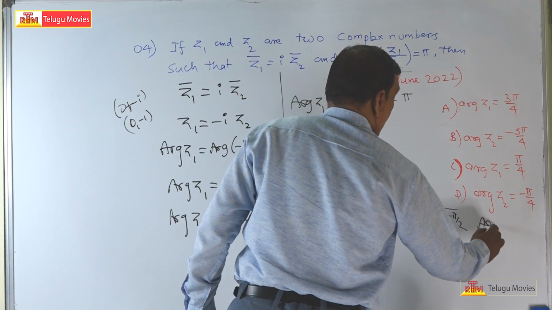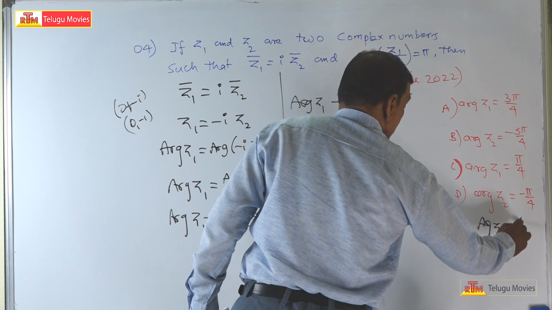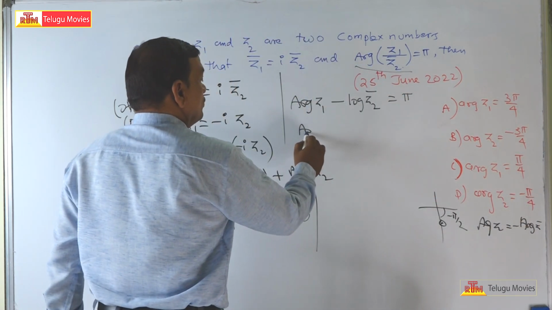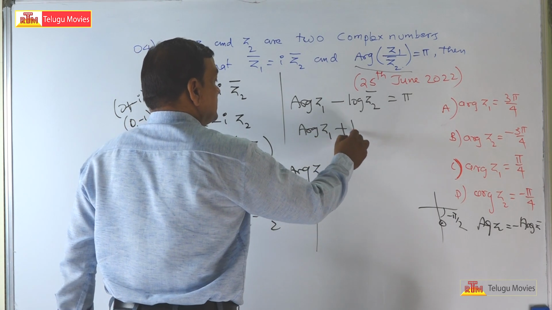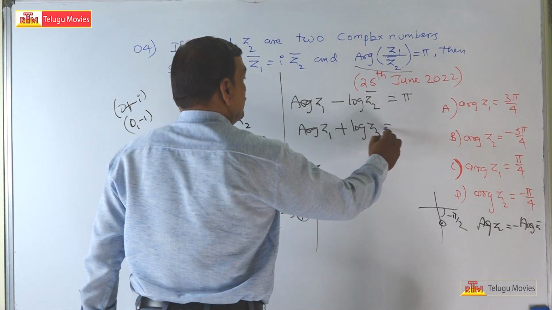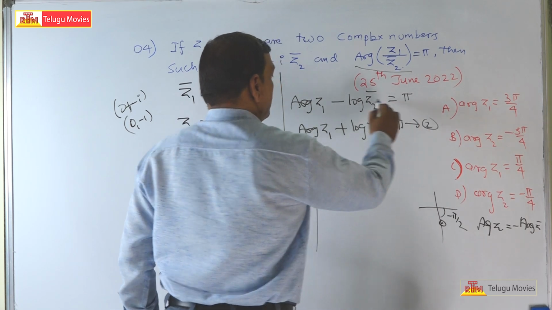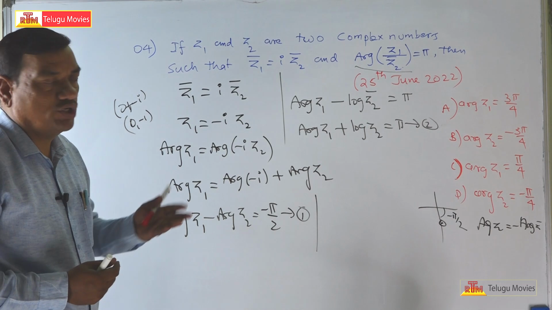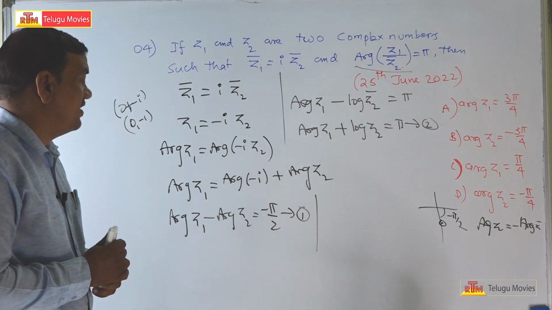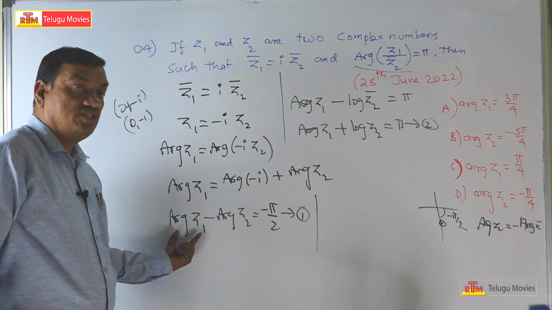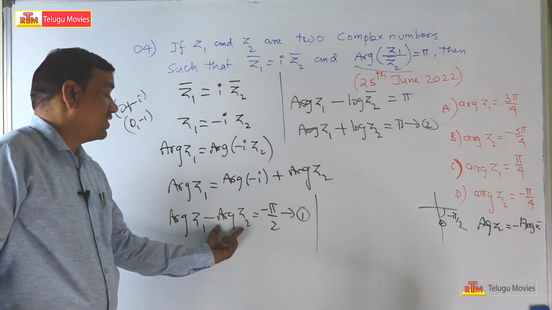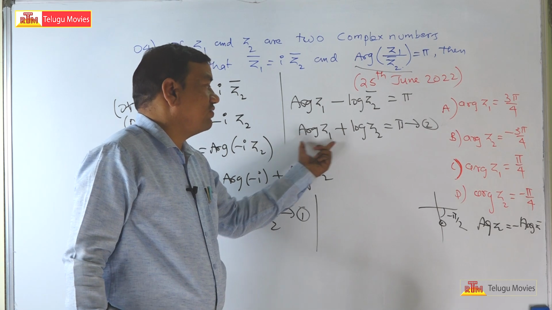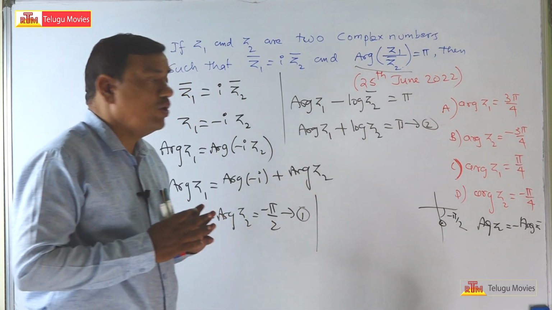So argument of Z is equal to minus argument of Z bar. So argument of Z1 plus argument of Z2 is equal to pi, call it the second equation. For Z2 bar, the argument takes a negative side, convert it into the positive side. Very clear. So the first equation is argument of Z1 minus argument of Z2 is equal to minus pi by 2. The second equation is argument of Z1 plus argument of Z2 is equal to plus pi.